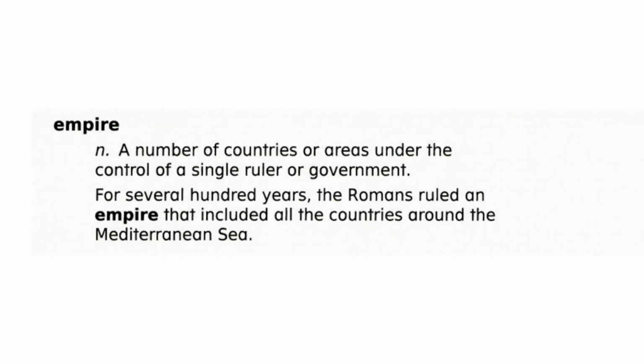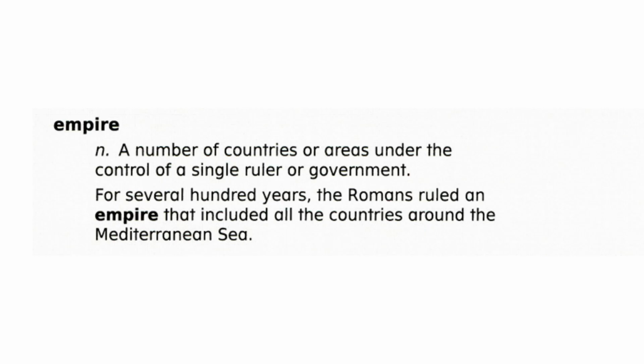Empire. An empire is a number of countries or areas under the control of a single ruler or government. For several hundred years, the Romans ruled an empire that included all the countries around the Mediterranean Sea.